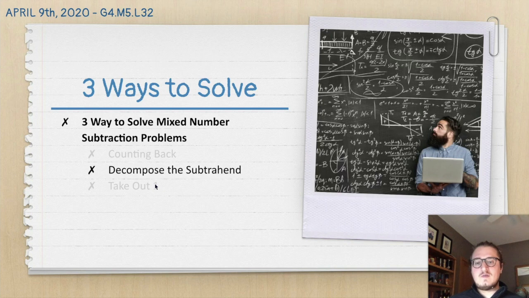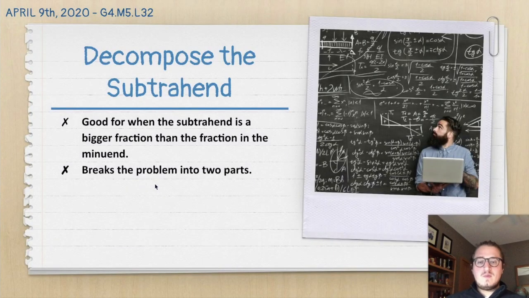Our next way to solve a mixed number subtraction problem is by decomposing the subtrahend. What's the subtrahend? It's the number we're taking away. Good. When we decompose the subtrahend, it's good for when the subtrahend is a bigger fraction than the fraction in the minuend. And we'll see what that looks like here in a second. I think you'll see it right away. And we're going to do that by breaking the problem into 2 parts.